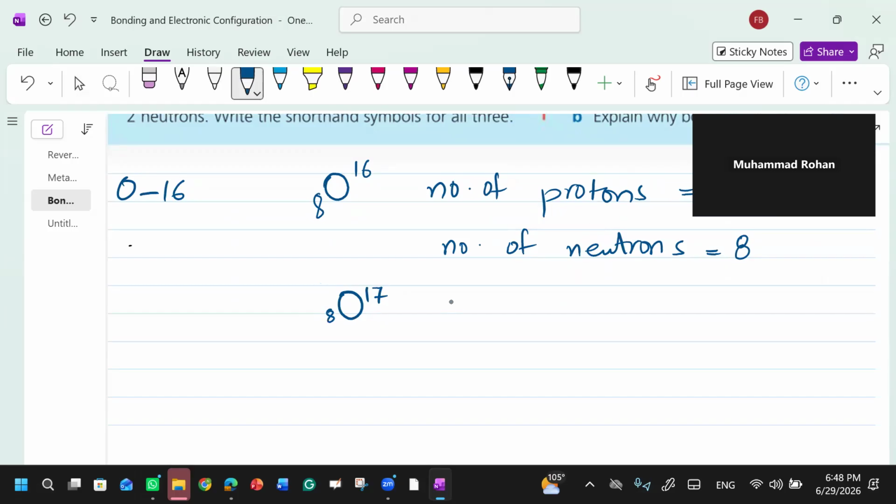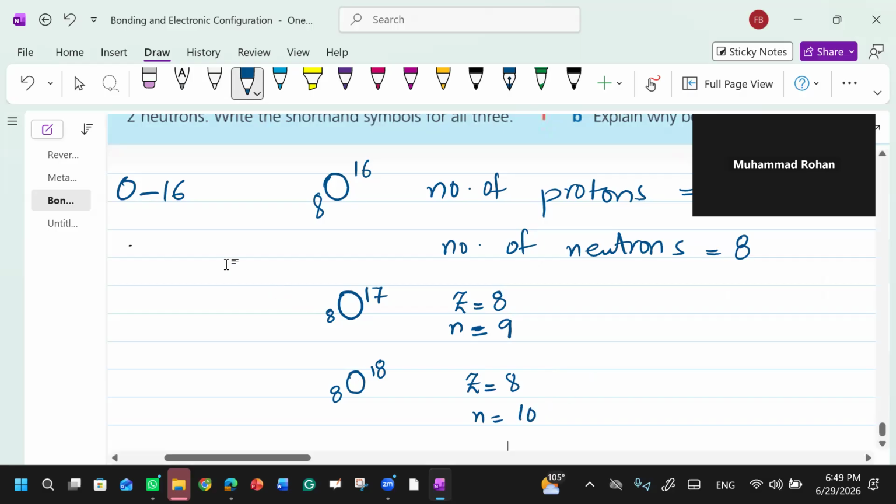The proton number is 8, right? And the neutron number is 9. We have oxygen 18. The proton number is what? 8. And the neutron number? Neutron is 10. Okay. So this is a simple question.